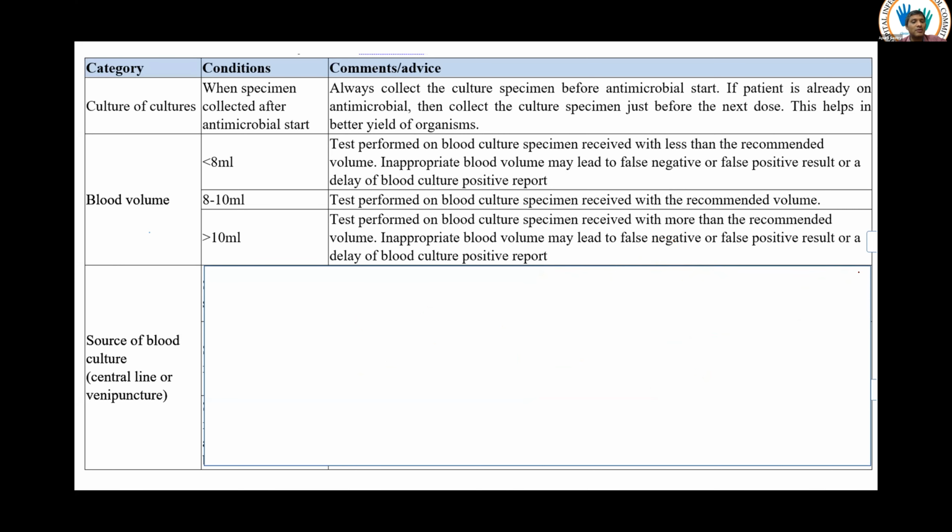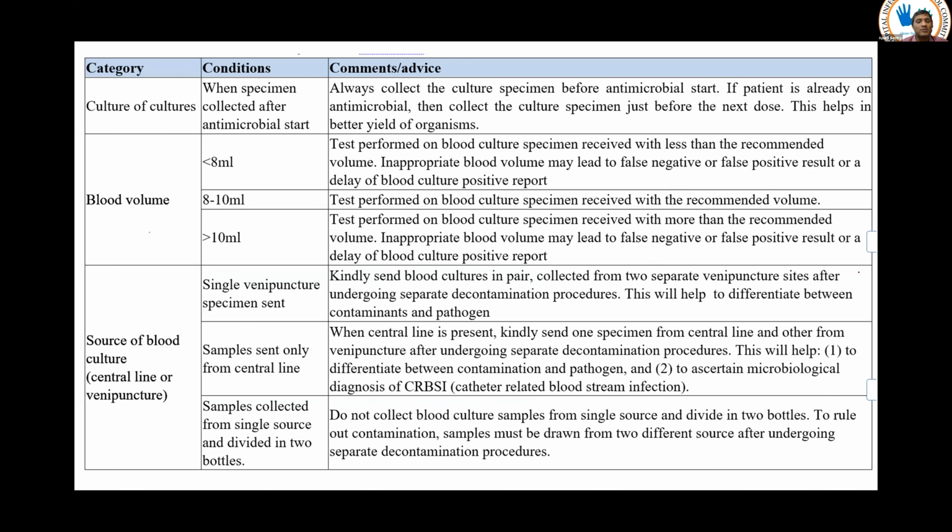Okay, the source of the blood culture also: if the source of the blood culture is not mentioned properly, or if they have given a single sample from central line, or a single sample from venipuncture, then we can write the appropriate comments accordingly. I am not going into the detail of this because this particular article is available on Google also. You can go through this article. It is already a published article.